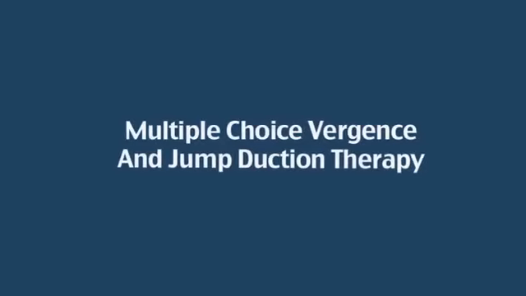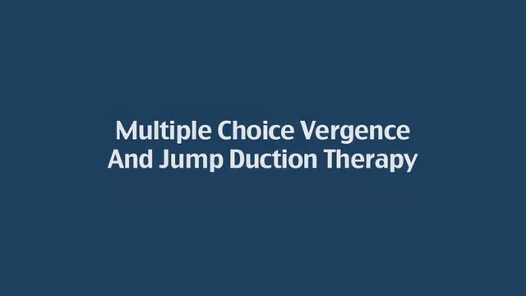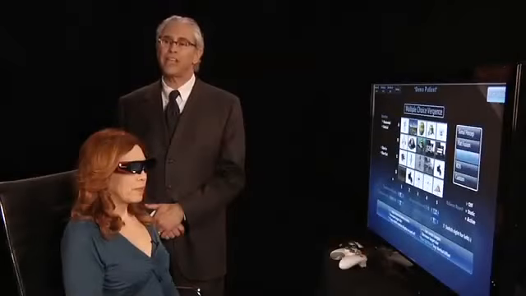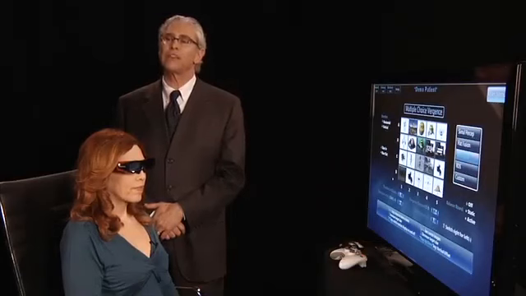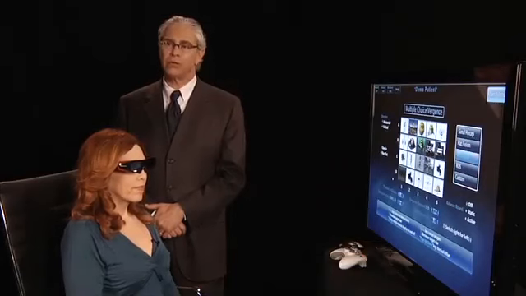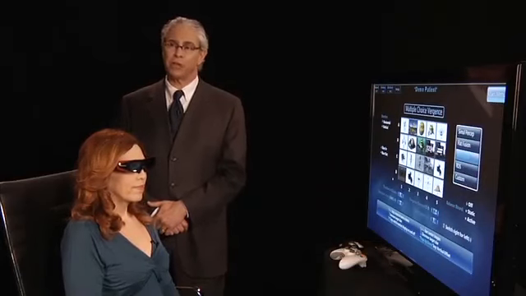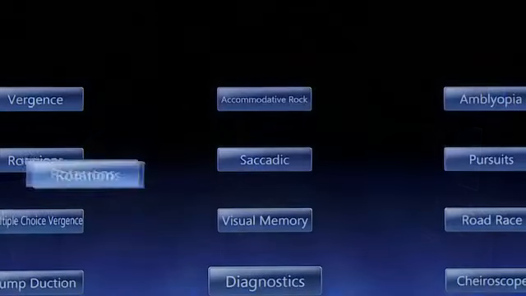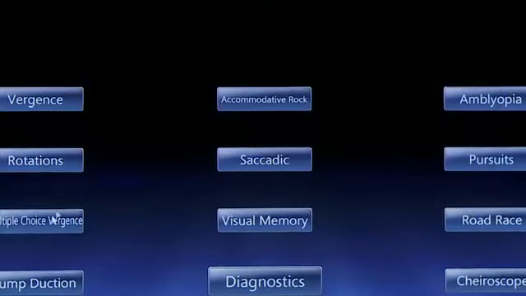Multiple choice vergence and jump duction therapy. One of the most important therapeutic programs in the VTS utilizes targets presented in an operant conditioning paradigm where the patient makes a response to the position of a stereo target. When the patient makes an appropriate response, the vergence demand is increased. When they make an inappropriate response, the vergence demand is decreased.